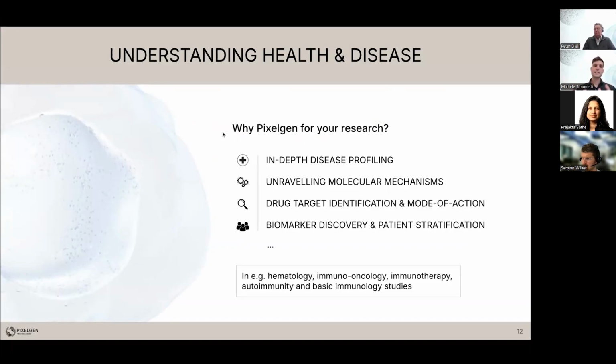The Plex is designed for immune cells. And of course, immune cells are involved probably in all diseases. Therefore, as you can imagine, the applications of this assay are very broad. It can be used in hematology, immuno-oncology, immunotherapy, autoimmunity, and basic immunology studies.